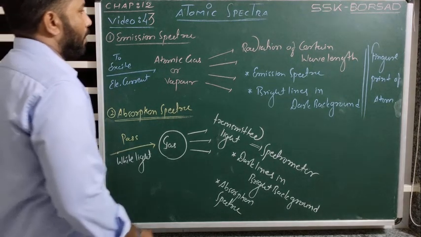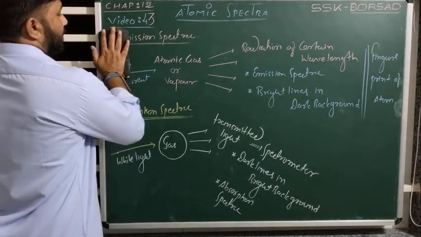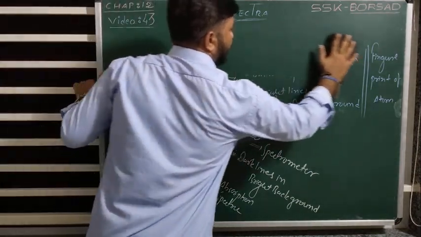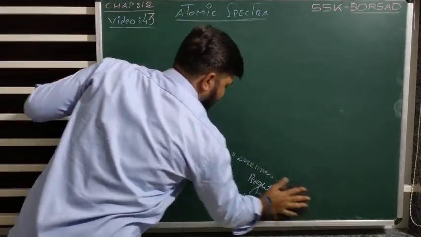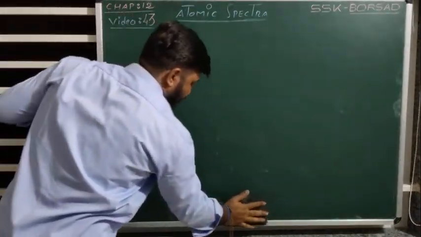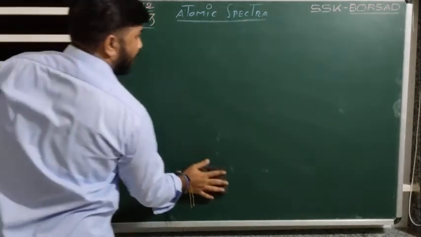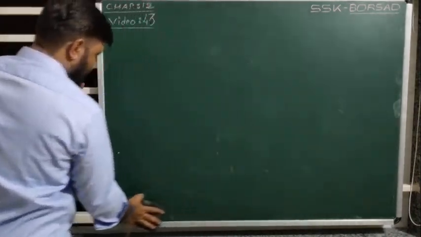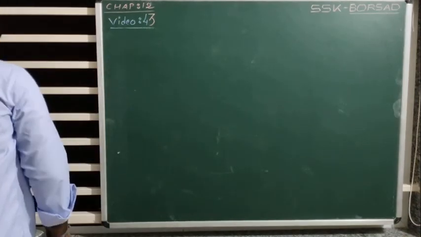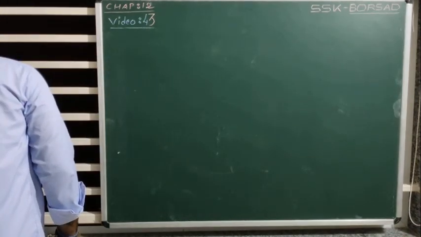Okay, now let us see the next topic. Atomic spectra, finished. Two types, emission spectra and absorption spectra. Now let us see spectral series.